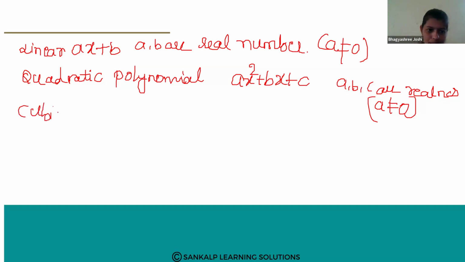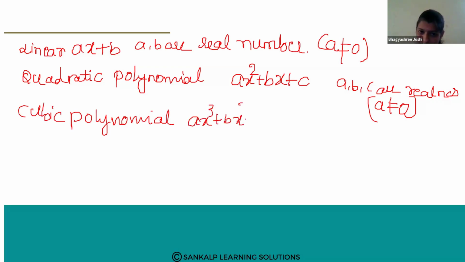For cubic polynomial, yes, dear children, tell me the standard form for cubic polynomial. Ax cube, cubic means degree is 3, right? So ax cube plus bx square plus cx plus d, it is cubic polynomial form, where a is not equal to 0.